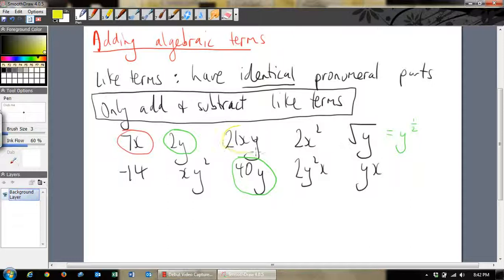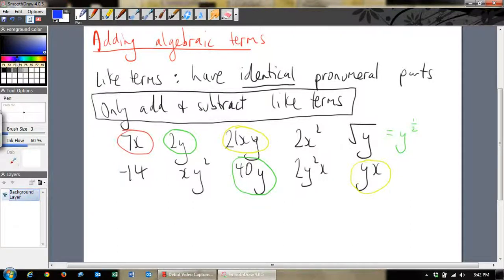Okay, so I'll go to a different color, maybe yellow. Let's do this 21xy. We're just looking for terms that have pronumeral parts x and y. X squared, no. Root y, no. No, no, because that's xy squared. It's different to xy. No, no. Oh yes, this is. Now this is in a different order, but order doesn't matter when you multiply. So this is in fact the exact same thing. This is the same thing as xy, which has the same pronumeral part as this.